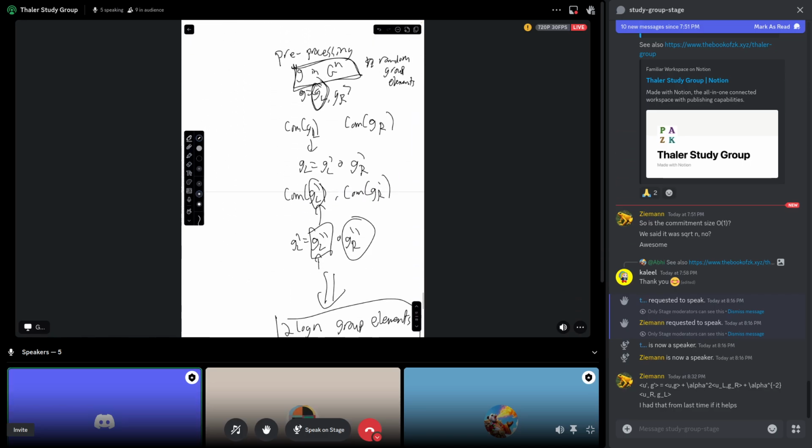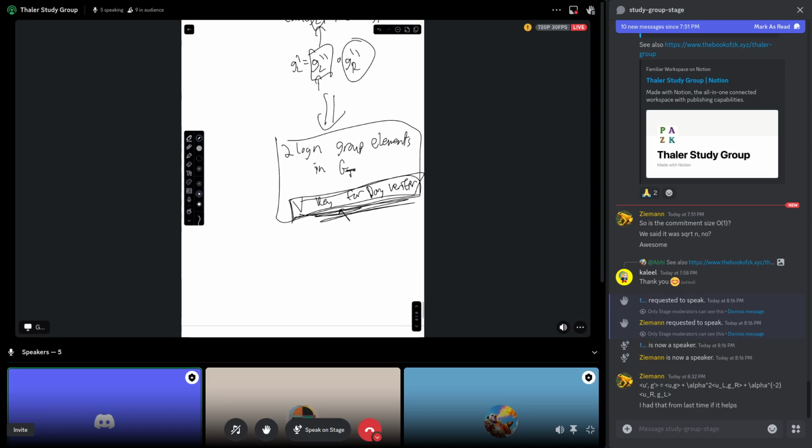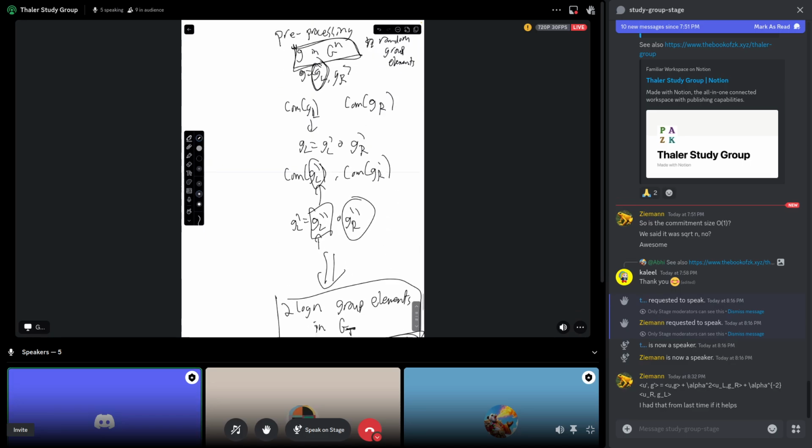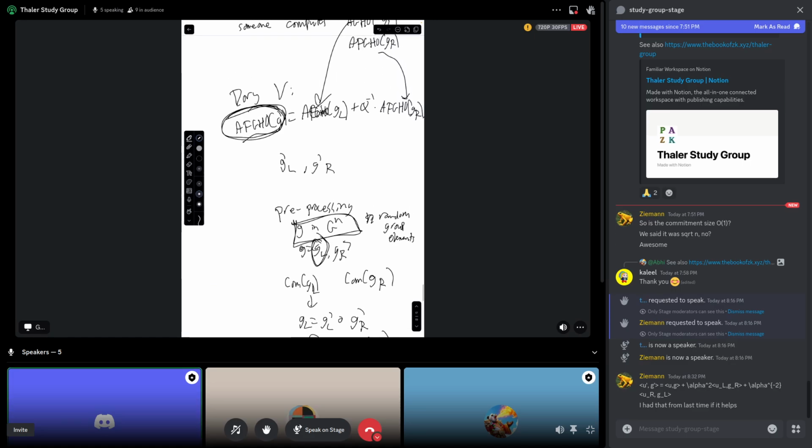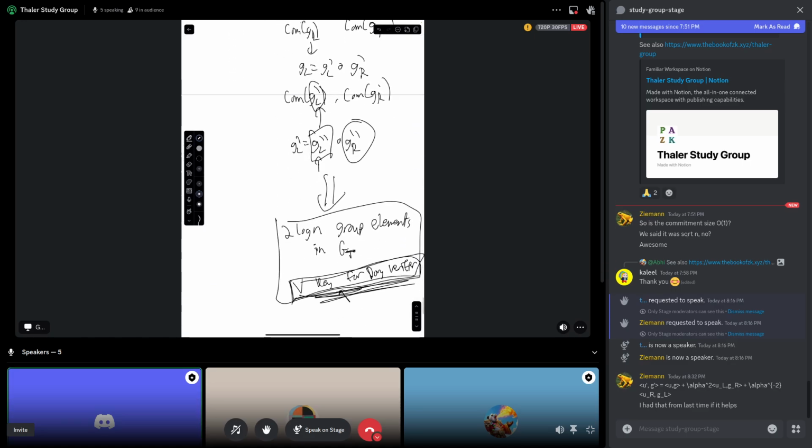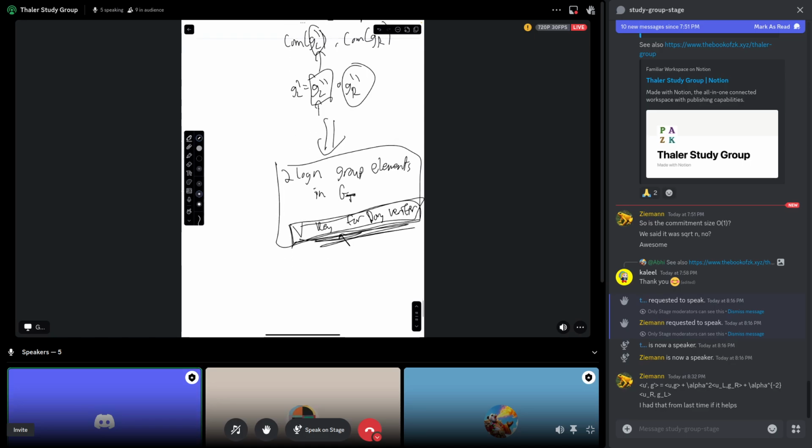Now, why are the Dory proofs bigger than bulletproofs? Let me try to explain this briefly, and then we'll wrap up. That'll be it for the day. So I don't want to oversell Dory.